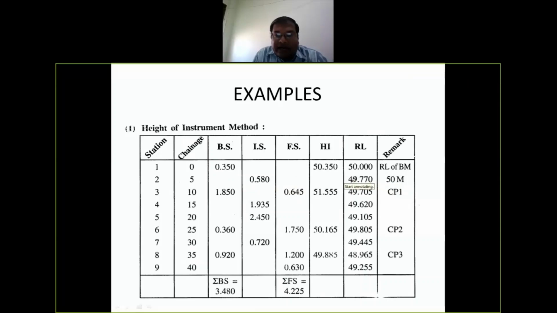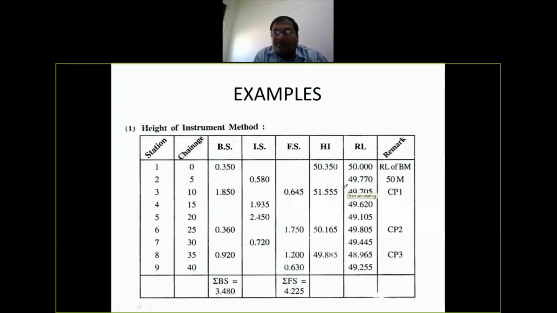आपको क्या करना है, जिस भी पॉइंट का RL आपको निकालना हो, उस रो में जो IS और FS की वैल्यू दी हो उसको आपको HI में से घटाना है. So 0.580, you have to deduct this value from 50.350, you will get 49.770. Same way, if you want to find the RL of this particular point 3, you have to take the foresight value, because only the foresight value is given to you. So 0.645 minus 50.350, you will get 49.705. Consider only IS and foresight values, no other value.